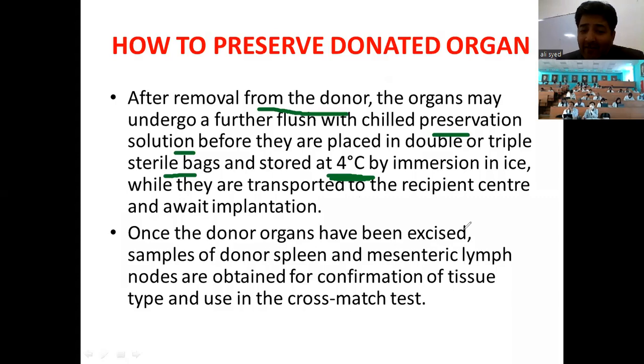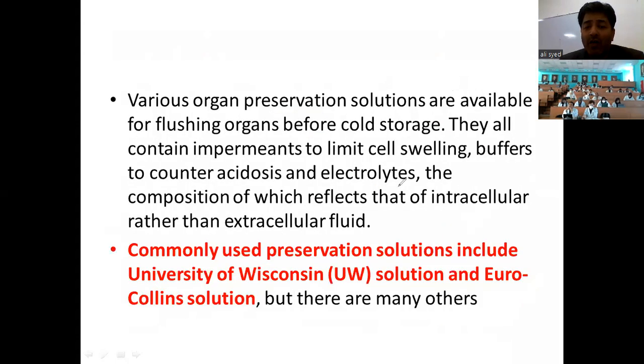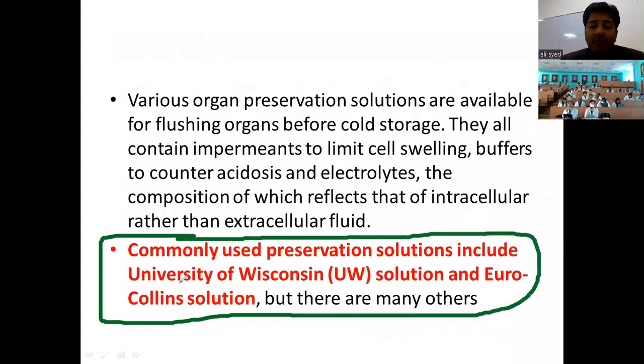Once the donor organ has been excised, samples of donor spleen and mesenteric lymph nodes are obtained for confirmation of tissue typing, cross-matching tests, and HLA matching also. So how are you going to preserve these organs now? You are going to use these two solutions. This is also your MCQ. The University of Wisconsin solution and Eurocollins solution are mainly used for organ preservation.